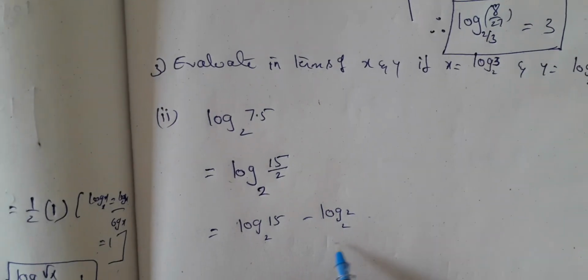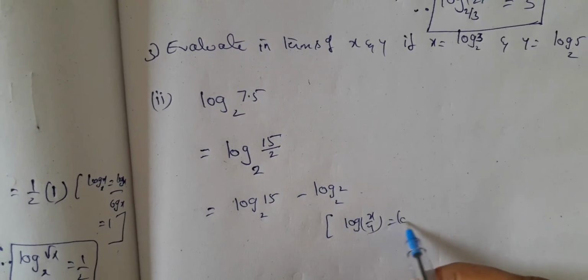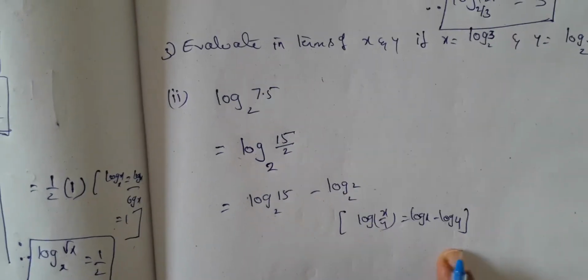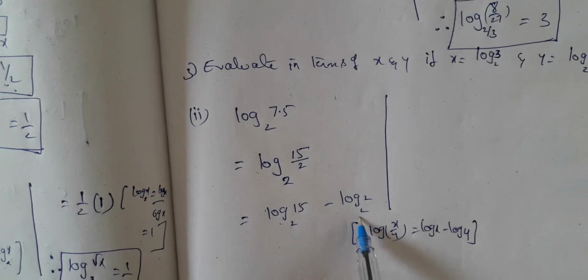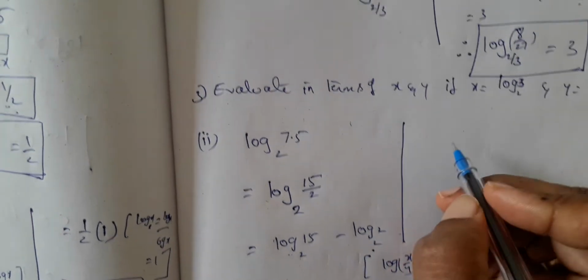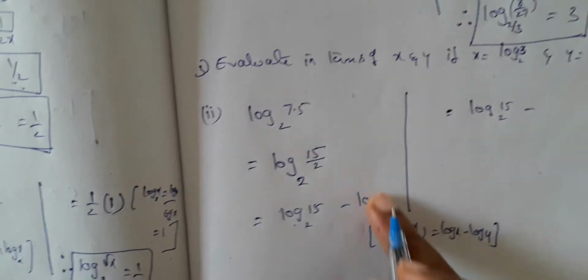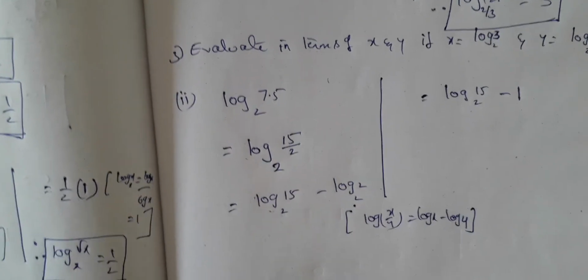From which formula, from which relation are you taking this? Log x by y is equal to log x minus log y. This is the property you are using. So log 15 minus log 2. This is equal to log 15 base 2 as it is, minus log 2 base 2 which is 1. So minus 1 here.